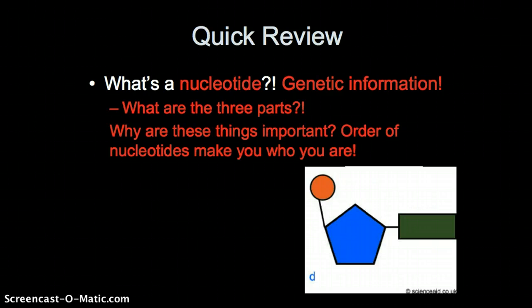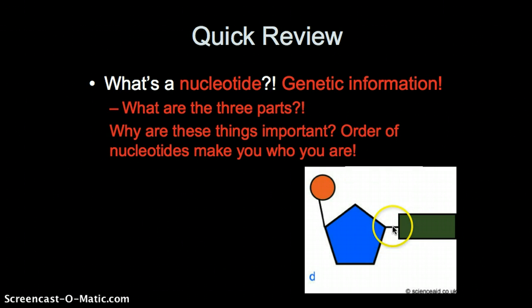If you'll remember, a nucleotide is the building block of a nucleic acid. And those nucleic acids function as your genetic information. So the three parts of a nucleotide: you've got the circle, which is phosphate. You get the pentagon, which is the deoxyribose sugar. And then you've got the rectangle, which is your nitrogen base.